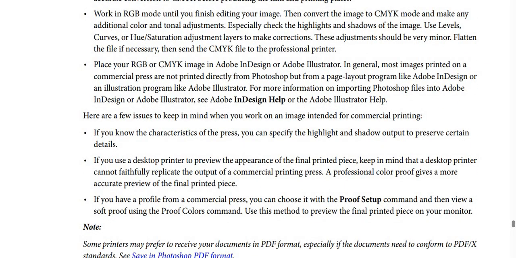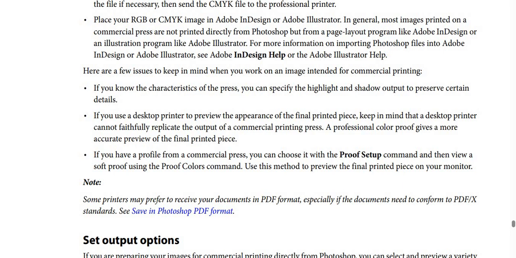After that, here are a few issues to keep in mind when you work on an image intended for commercial printing. If you know the characteristics of the press, you can specify, by the way, the highlight and shadow output to preserve certain details. If you use a desktop printer to preview the appearance of the final printed piece, keep in mind that a desktop printer cannot faithfully replicate the output of a commercial printing press. A professional color proof gives a more accurate preview of the final printed piece.